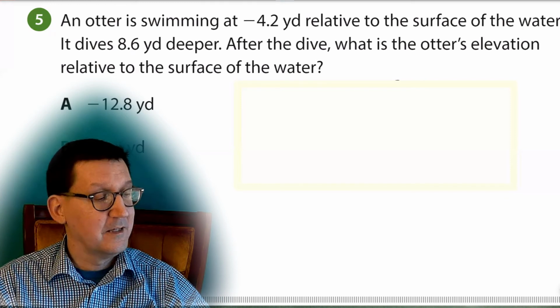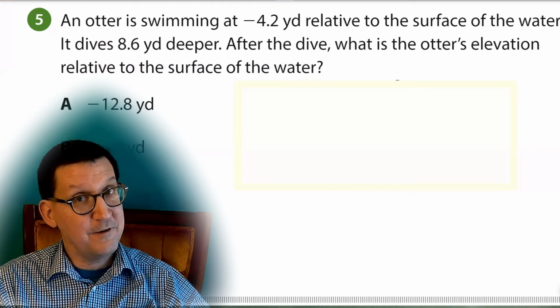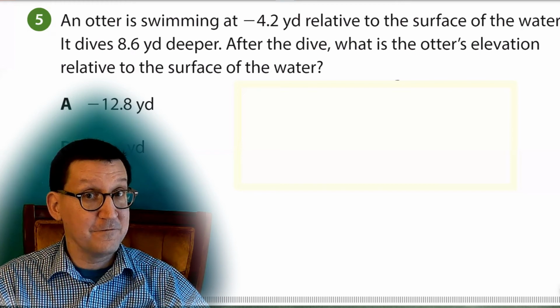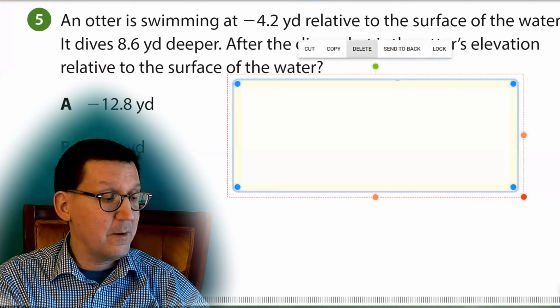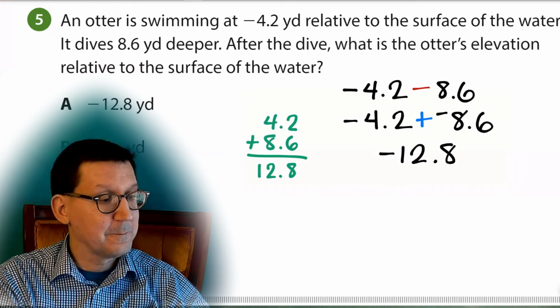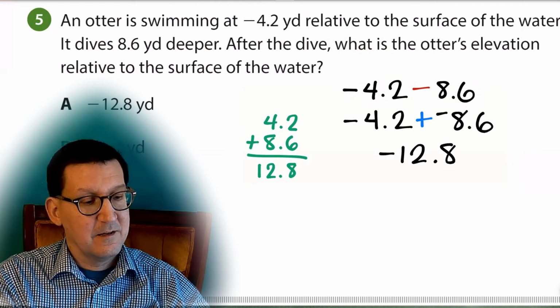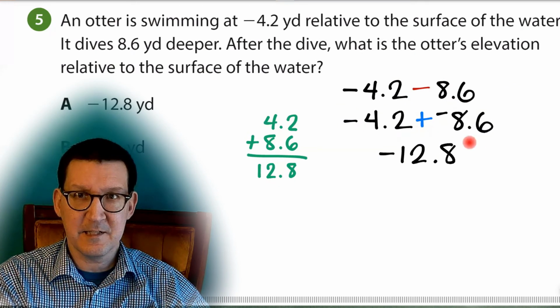Okay, we're back. So we're swimming at negative 4.2. We go down 8.6. That means we're changing elevation further down, right? So that would look like negative 4.2 minus 8.6, right? Here we go, negative 4.2 minus 8.6. Make that into an addition problem, so we have negative 4.2 plus a negative 8.6.